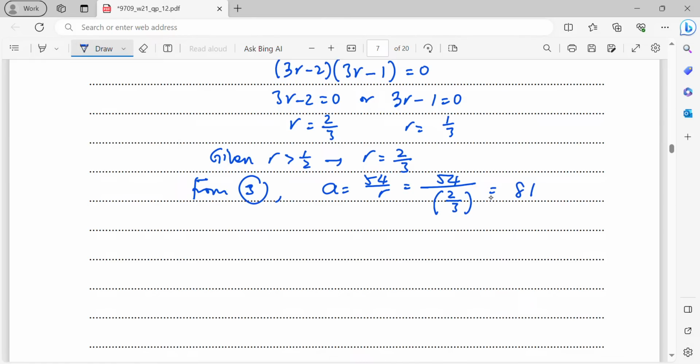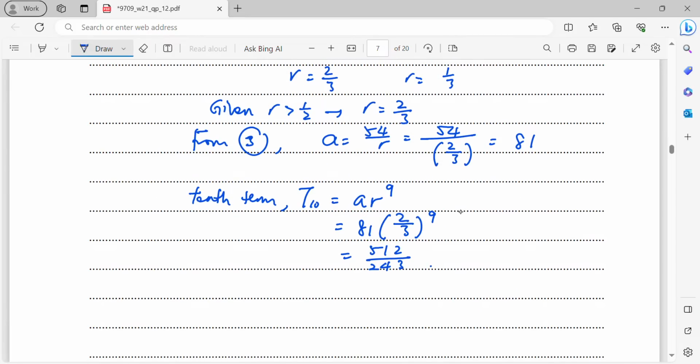Okay, so the 10th term, which means it's T10. Then this is ar to the power 9. My a is 81, my r is 2 over 3, then to the power 9. So at last, you will be getting 512 divided by 243. So that's the solution of this part.